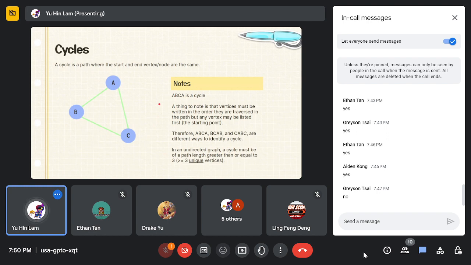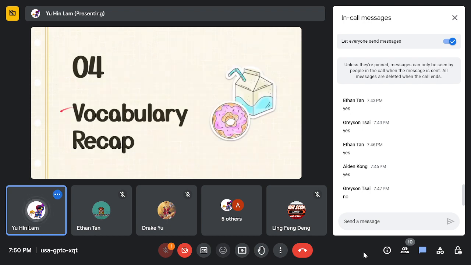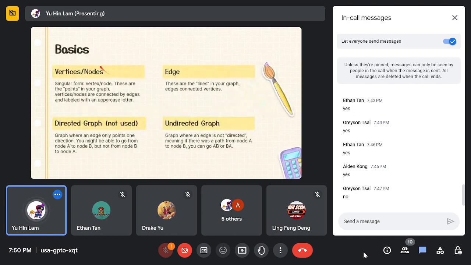So let's continue. Let's have a short little vocab recap. Our vertices and our nodes are the points on our graph, and they're labeled with an uppercase letter. Our edges are the lines that connect our vertices and nodes. A directed graph we don't use, but it just tells us what direction we can go. We can only go in one direction, but we won't use this, so we can ignore it. An undirected graph is where we can go in both directions. So AB would be the same as BA.